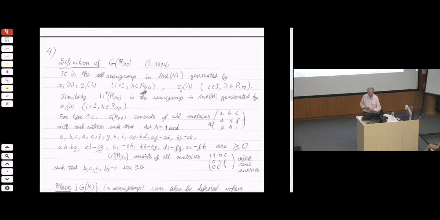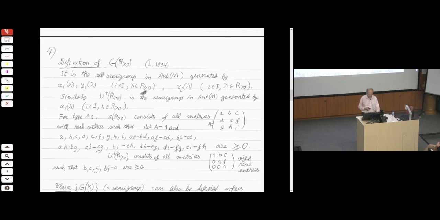Okay, so now I want to talk about this group of a semifield. The simplest case is if you replace complex numbers by strictly positive real numbers. Then you take the same definition as before, but this xi of lambda, y of lambda, you assume that lambda is strictly positive. And you also need this torus part. And there's also U plus, this upper triangular part, which is defined in the same way.